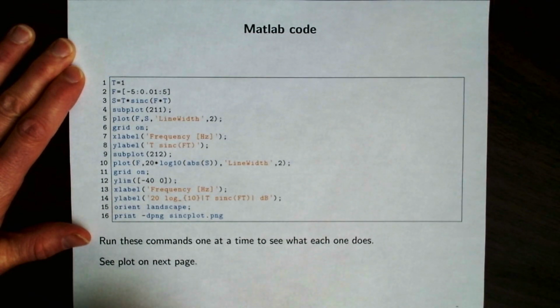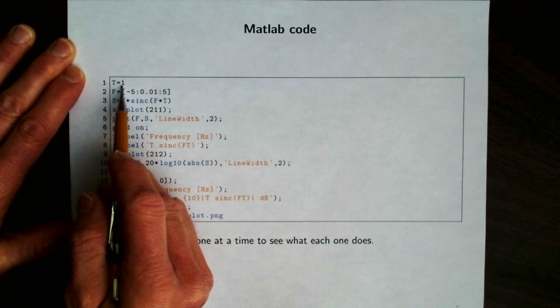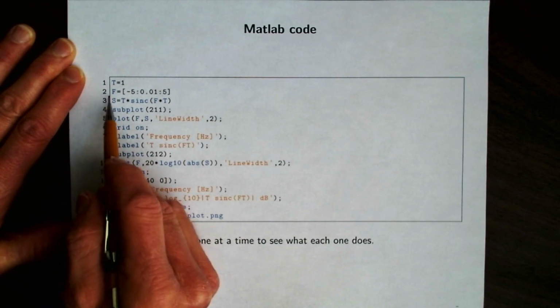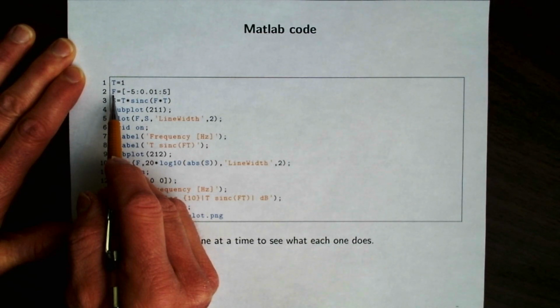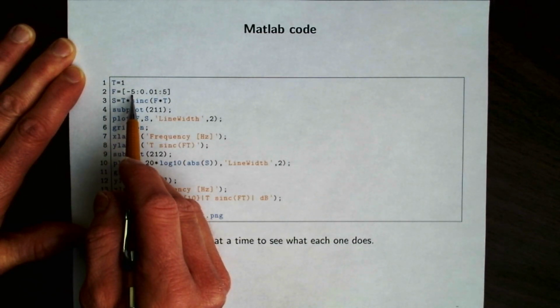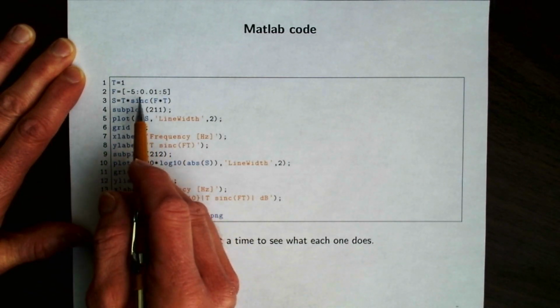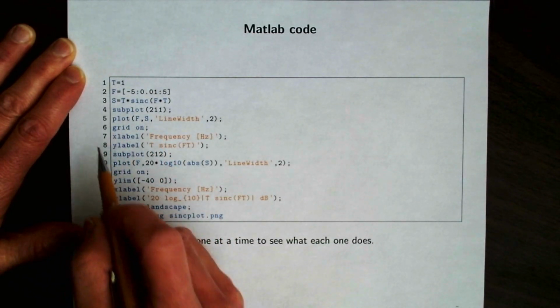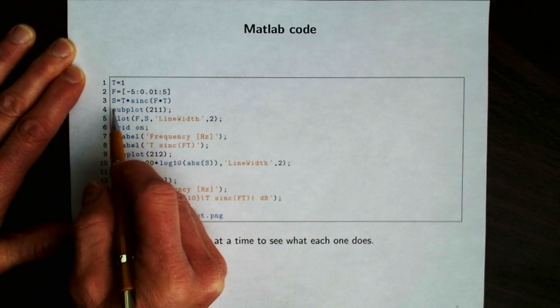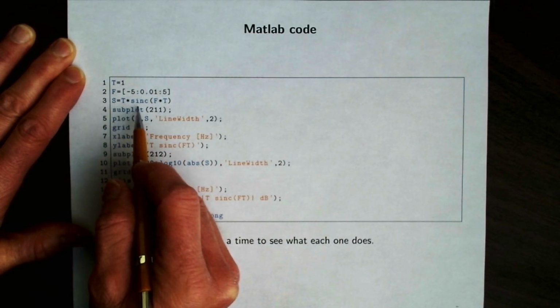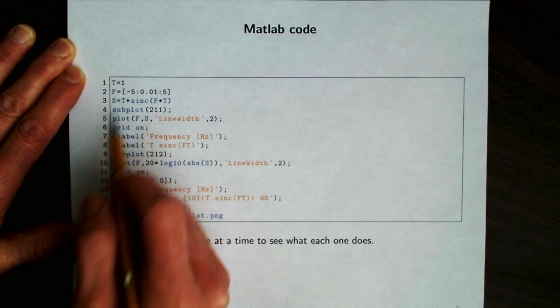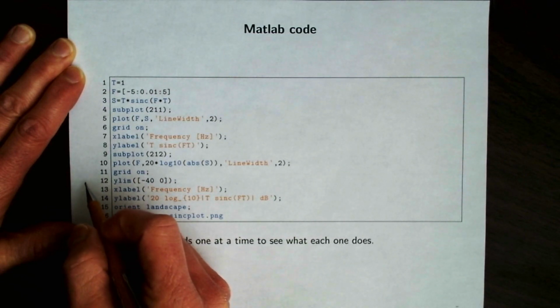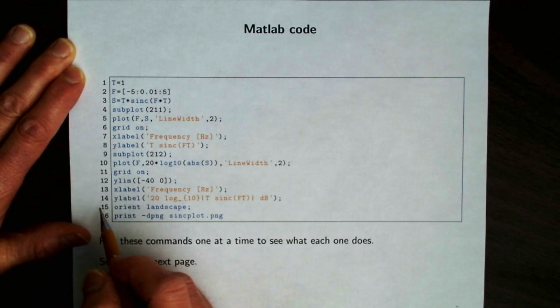Let's pay attention here mainly to the first 3 lines of code. Here I define a value for t, which is 1 second. I select an interval of frequencies over which I want to make a plot. Here I'm going from -5 hertz to +5 hertz in steps of 1/100th of a hertz. And then finally here on line 3, I'm using MATLAB's built-in sinc function to evaluate. And all of the rest of this is plotting.